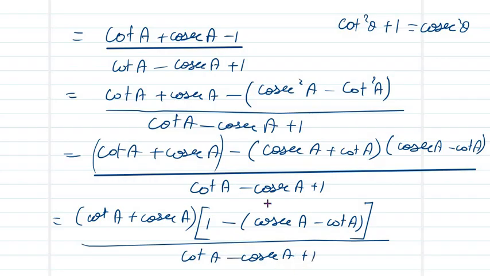So 1 we have here, minus cosecant A is here, and minus of minus cot A, plus cot A, is over here. So you can simply cancel out these two terms, and that is the reason I have not changed the denominator. The denominator remained the same because I am able to factorize the numerator, and one factor will be the same as the denominator. Now we are left with cot A plus cosecant A, and this is what we have to prove. This is the right hand side, hence proved.